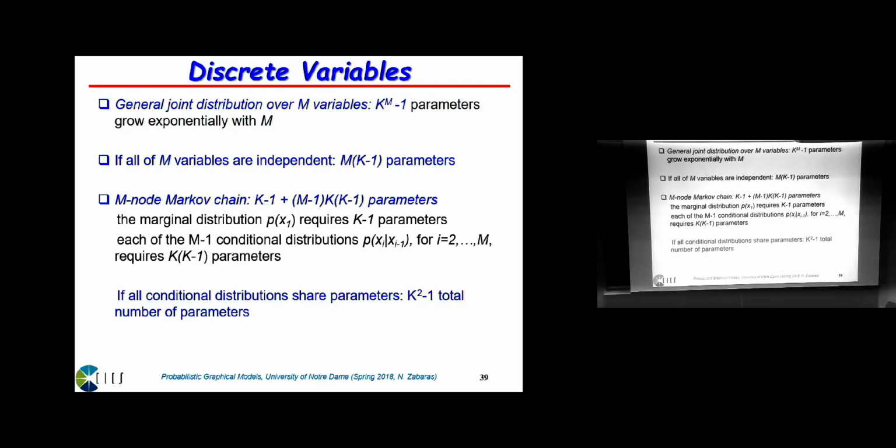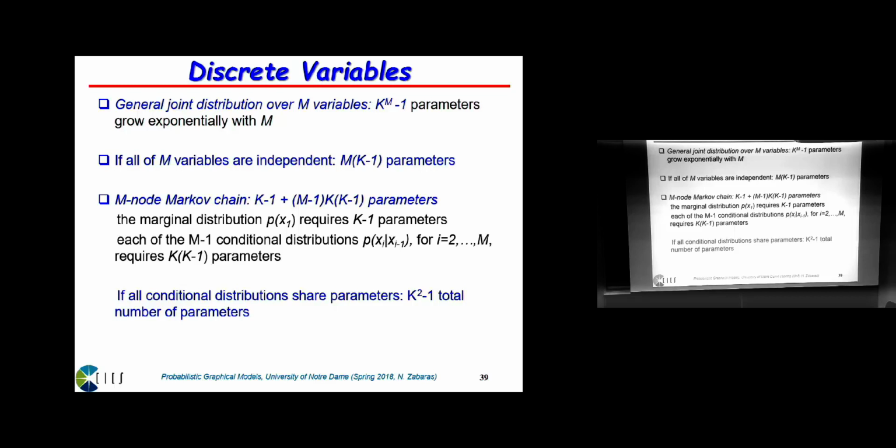So if I have a first order Markov chain, why is the total number of parameters for m variables k minus 1 plus m minus 1 times k minus 1? The k minus 1 is from, you remember, to describe the joint distribution, you need to start with p of x1, and then p of x2 given x1, and then p of x3 given x2, etc. So p of x1 has k minus 1 parameters, there it is, and then I have the remaining m minus 1 variables, and they're defined through this conditional distribution.